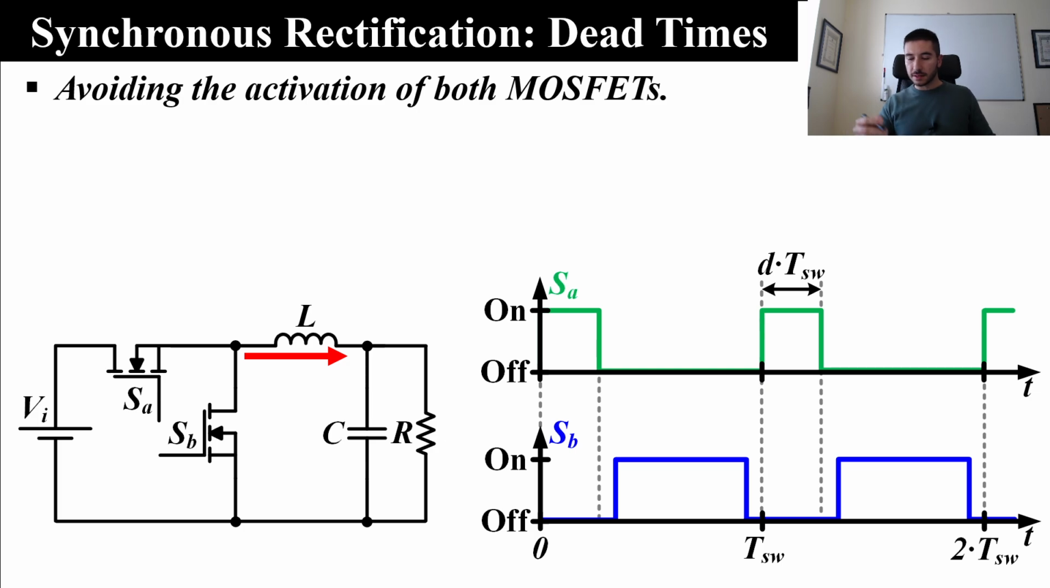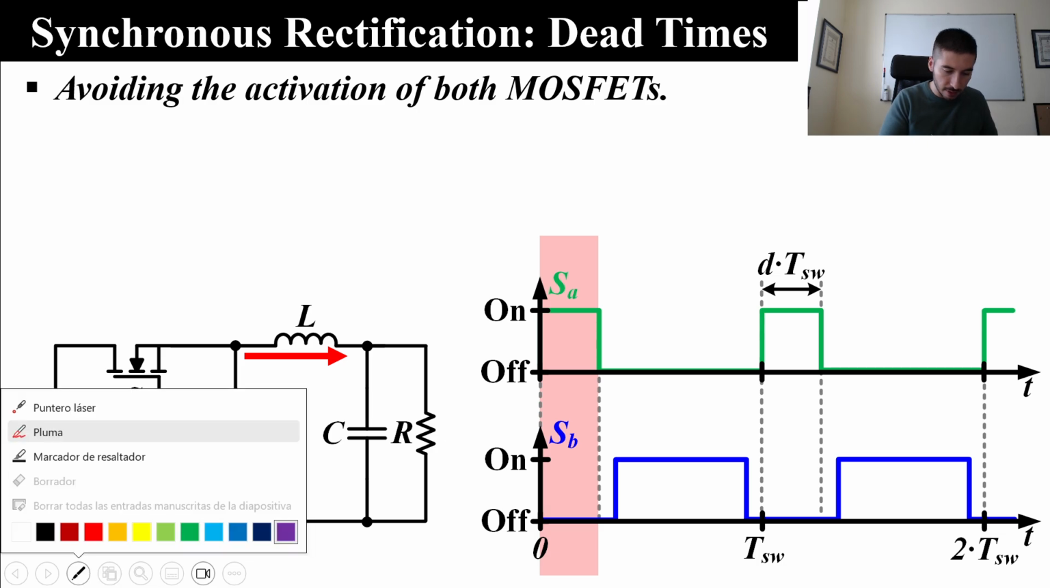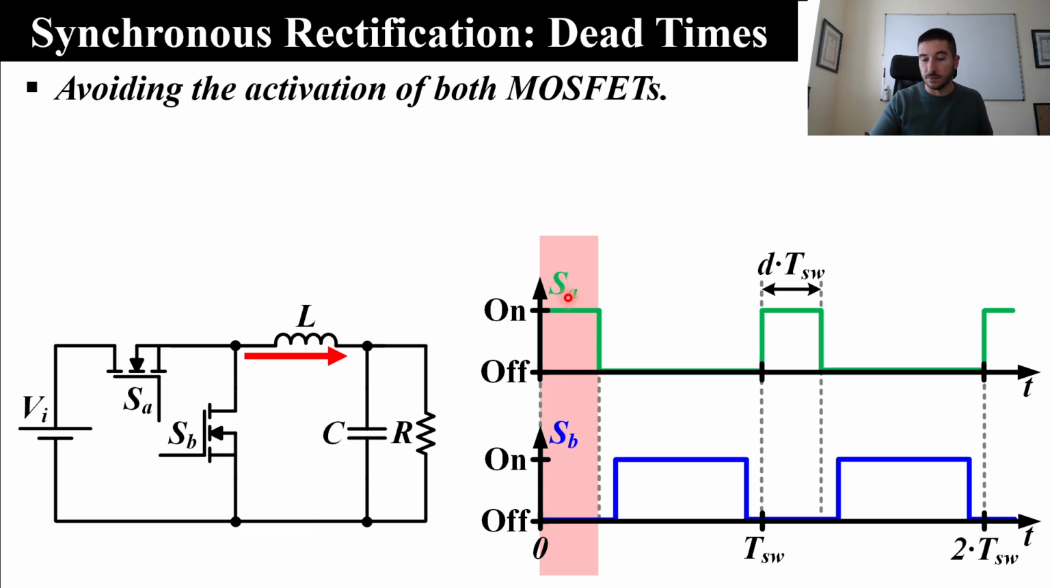Once we know these control signals, let's see the path followed by the current of the inductor in each stage of this switching period. In this first interval, I think it's very easy to realize that MOSFET SA is on and MOSFET SV is off. So the only possible solution is that the current flows through the main MOSFET, like this. The question is, what happens in this scenario during the dead time?